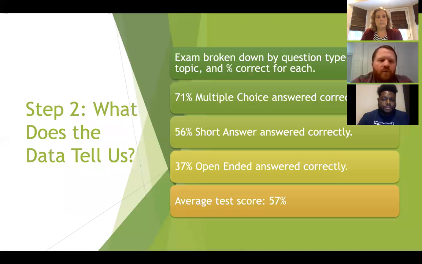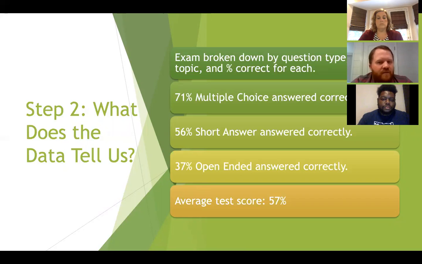All right, so when we look at step 2, what is the data actually telling us? Based on the screenshot that we showed you earlier, the exam is broken down by question type and question topic, and it gives you percentages of each question that are correct. So it basically tells you what answer choice they put down, who got it right, and who missed it. There is a very comprehensive breakdown of what's going on here.